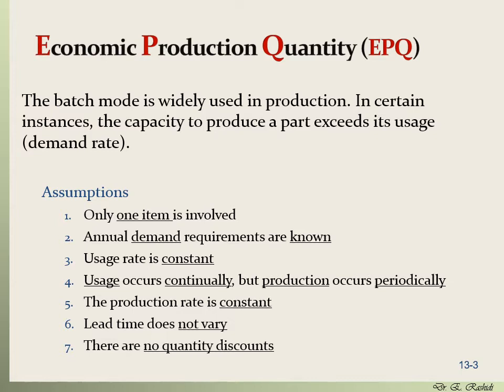The next assumption is that the production rate is constant. We assume the manufacturing can produce at a constant rate. This is not a huge assumption. Another assumption is that the lead time does not vary. So when you decide to start a production, the lead time between the time you want to start a production and when it's ready is going to be similar for every cycle. So the lead time does not vary, and you put it in inventory as well.